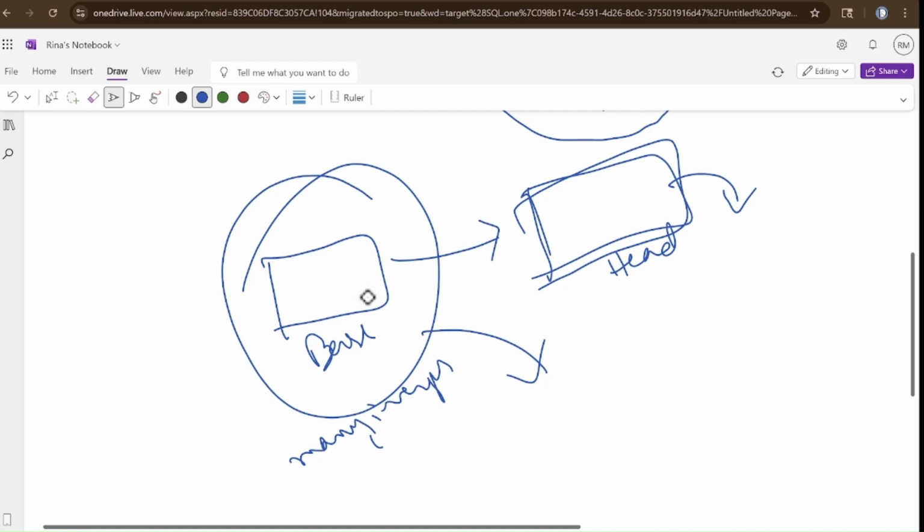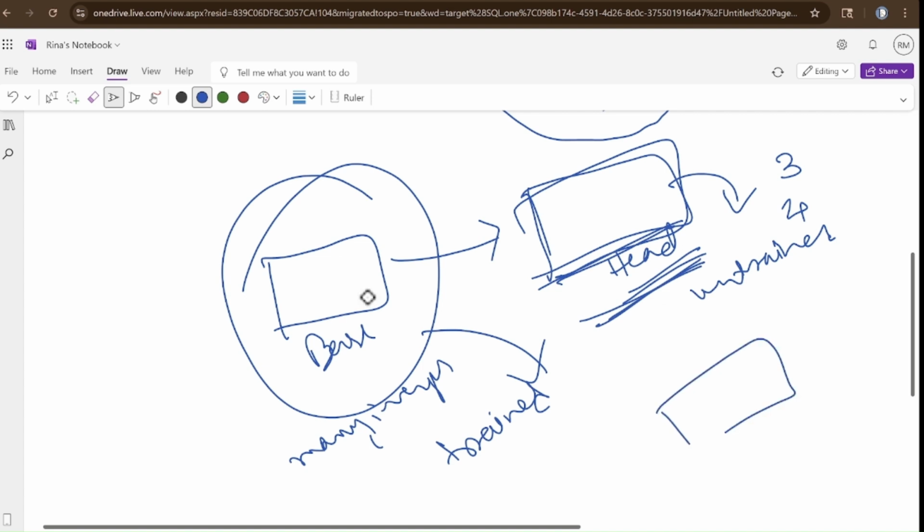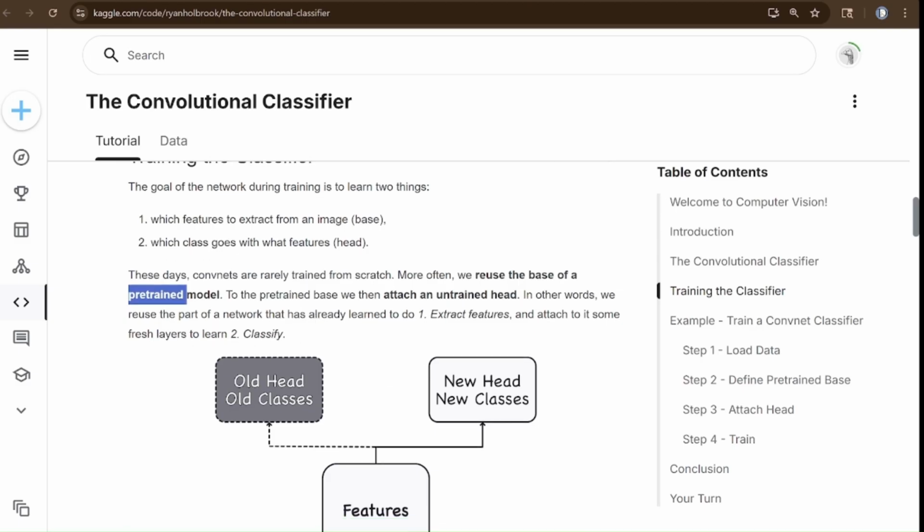If we want, we can give 3 layers, 4 layers, 5 nodes, whatever your wish is, you can create your own head. So this part is in your hand, right? This is untrained, but the base part is already trained. So we are going to import this, we are going to define this, then our classifier will be ready. Clear? Simple concept.